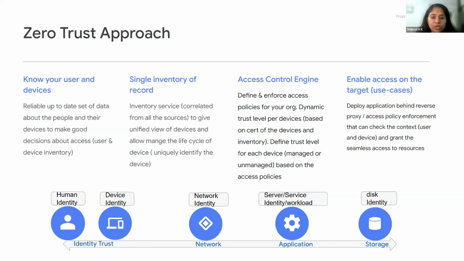Access control engine. There should be an identity and access management service, right? So, dynamic trust level per device. That could be based on the certificate on the device. Each device, managed or unmanaged, should be handled based on the access policies. Enable access on the target. You can deploy the application behind reverse proxies, and you can enable access policy enforcement.